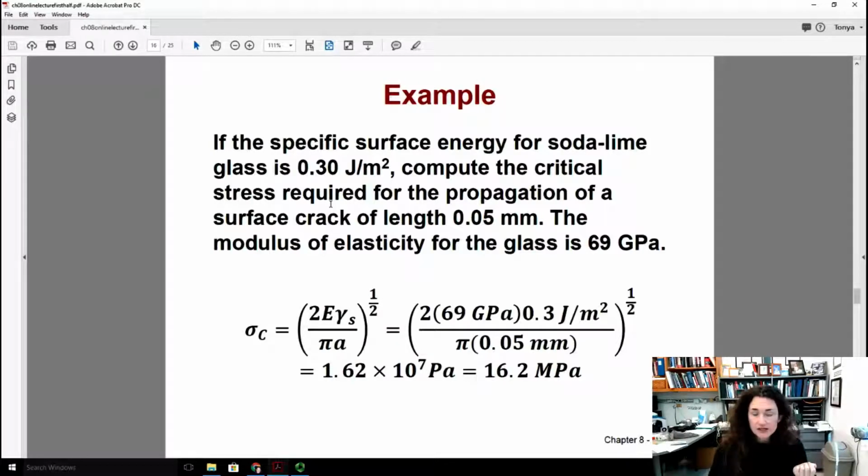Now note that the stress, when we solve for it, required to propagate that crack is much lower than the modulus of elasticity that's quoted for the glass, right? The modulus of elasticity for the glass is 69 gigapascals. And then you look at this stress, 16.2 megapascals, and you think, wow, I'm multiple orders of magnitude below my modulus of elasticity, so I should be safe. However, brittle fracture can occur at stresses much, much lower than the modulus of elasticity because, remember, those flaws are stress concentrators.